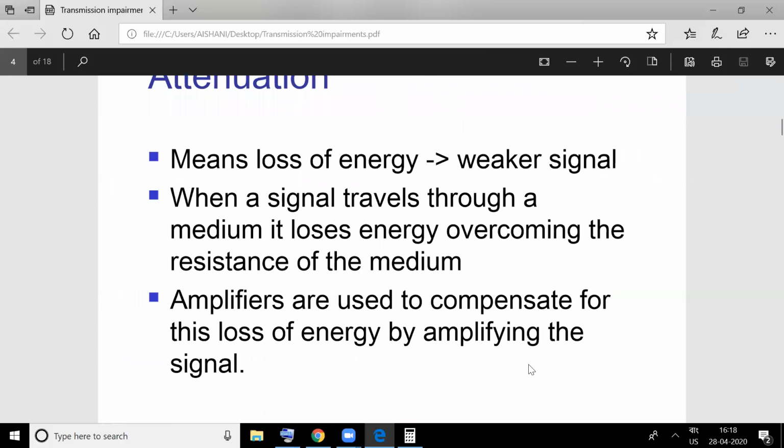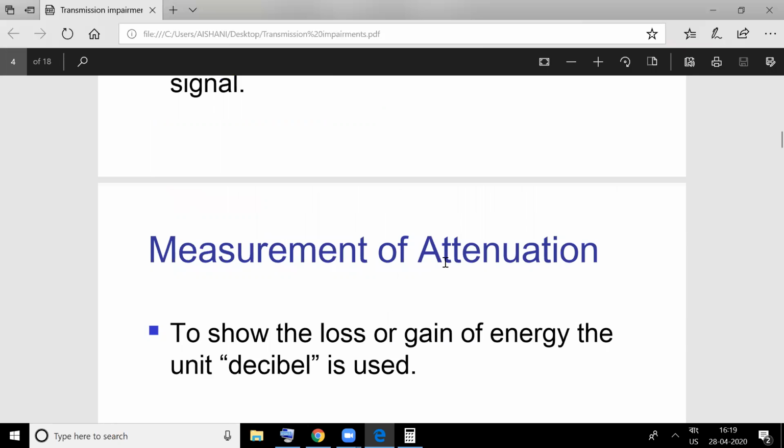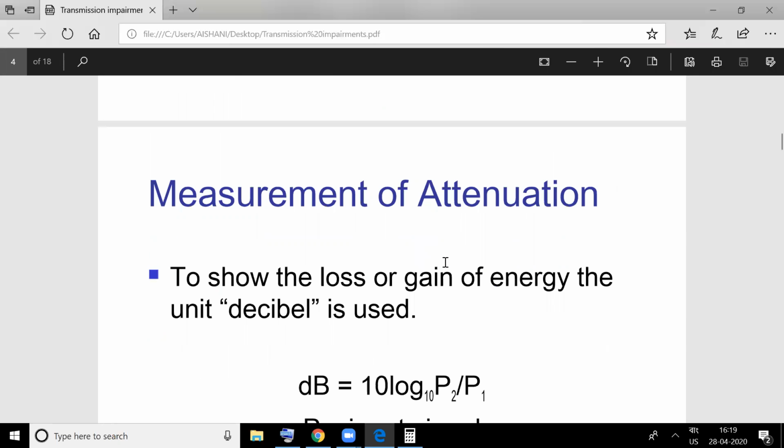First of all, attenuation. Attenuation generally means loss of energy. That means when a signal travels through the media, due to the resistance of the media, the energy of the signal keeps decreasing. The farther it goes, the more the signal's energy decreases. The solution is either using an amplifier or we can also use a signal regenerator, which is known as a repeater.